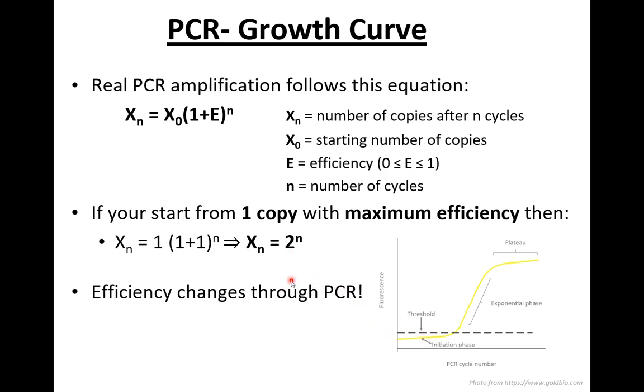It'll be 4, 8, 16, so not many. But at a certain point, at a certain cycle, imagine this being cycle 10, these copies become a significant number to start having this massive exponential growth. This is the exponential phase of PCR. The first one is called the initiation phase. In the initiation phase, until you reach this point, the amount of DNA you have is basically undetectable.